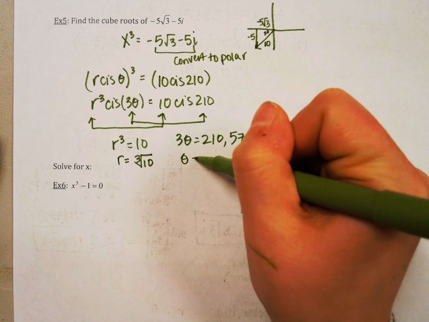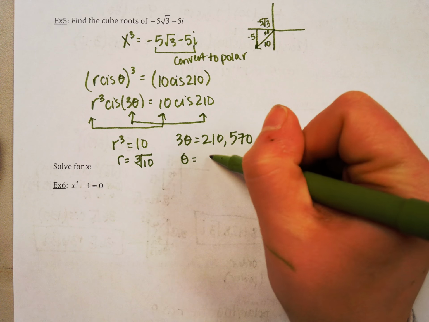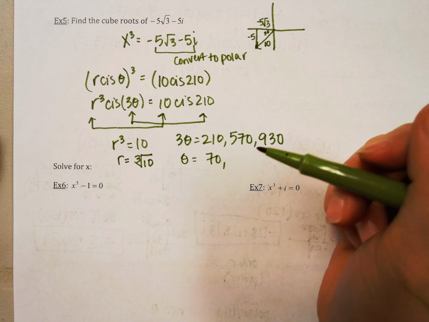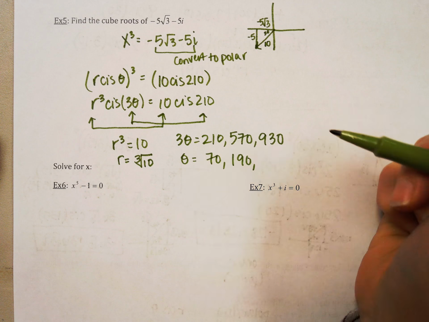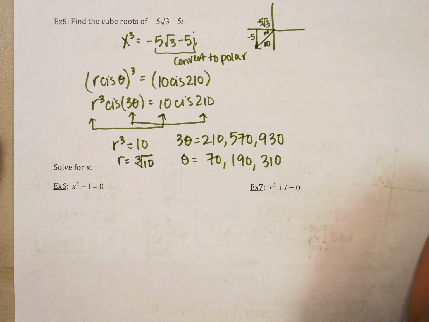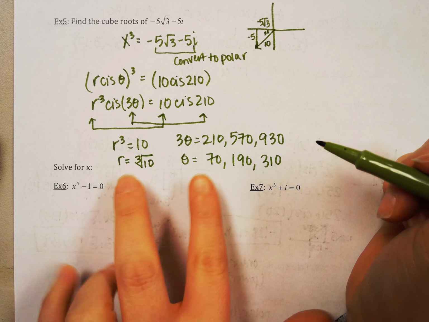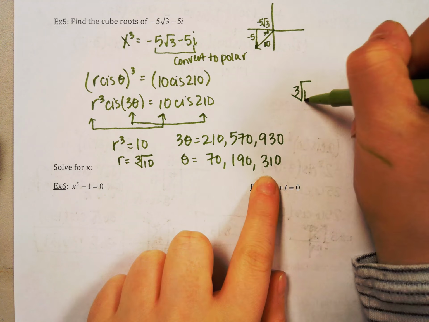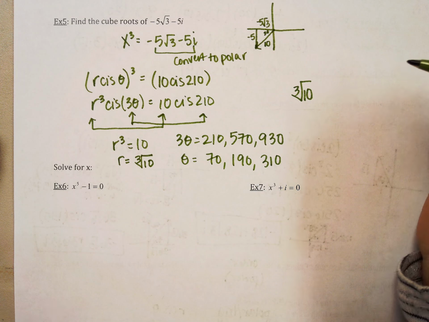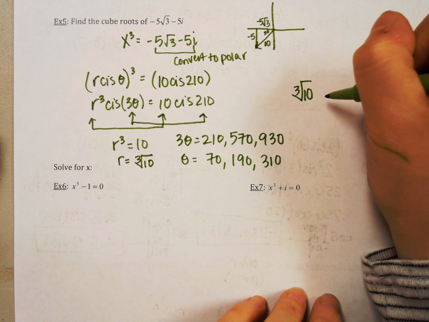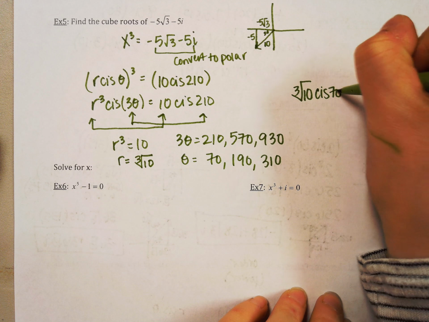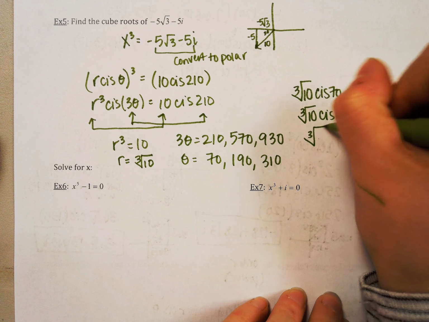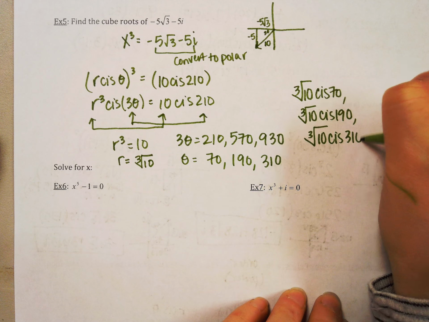On this side, I can divide everything by 3. Our first one will be 70. 570 divided by 3 is going to be 190, and the last one will be 310. So again, this represents our three solutions, r and this theta, r and this theta, r and that theta. Our r being the cubed root of 10, we're just going to leave it like that. We're not going to simplify it. We're not going to write it as a decimal. And we can use that to write out our three solutions.